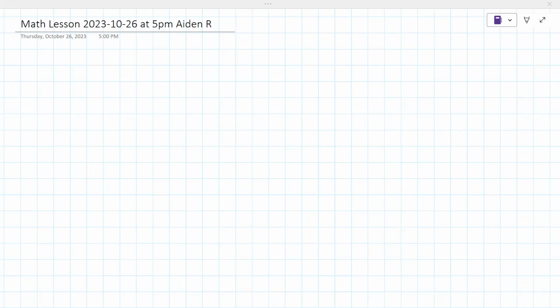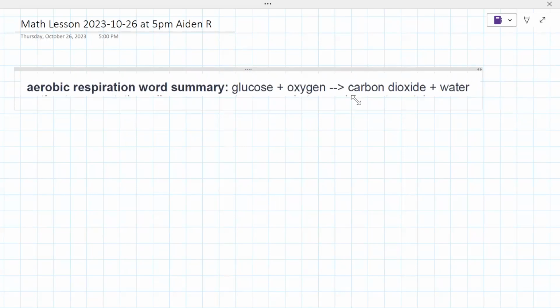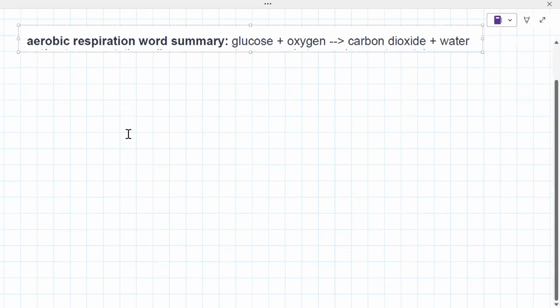Let's just read through some of these. I'll put them in one at a time here. I'll try to give you an example. Why does it say math lesson? I just always use that as a starting point when I create my template.